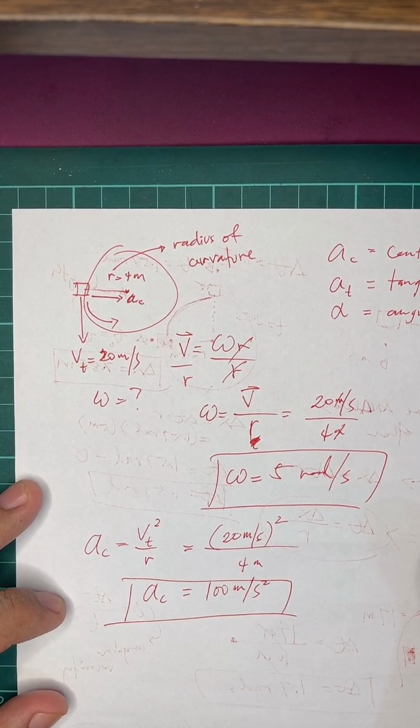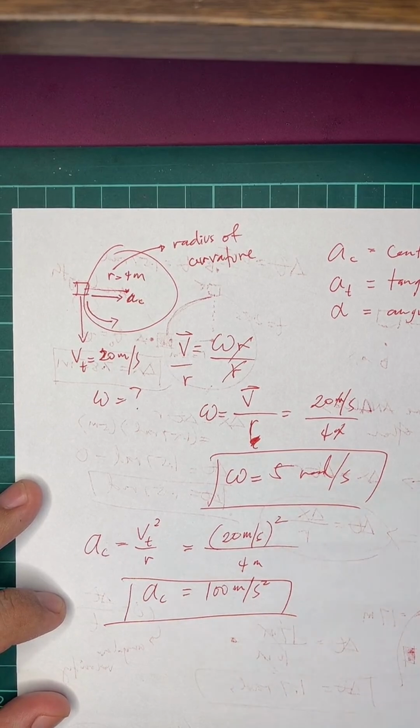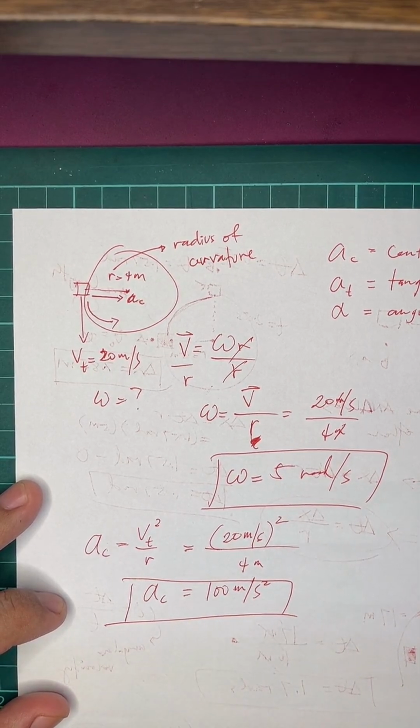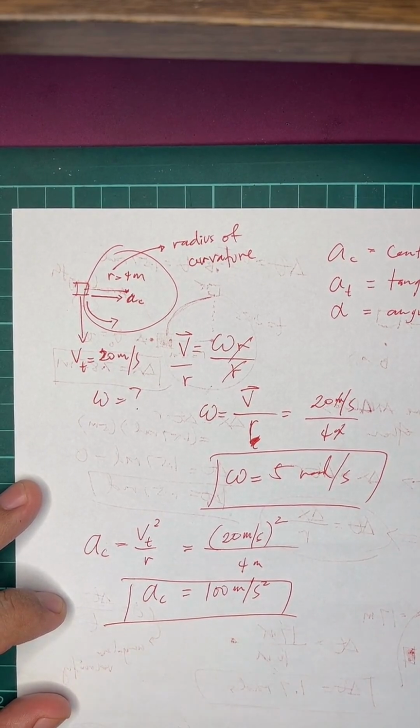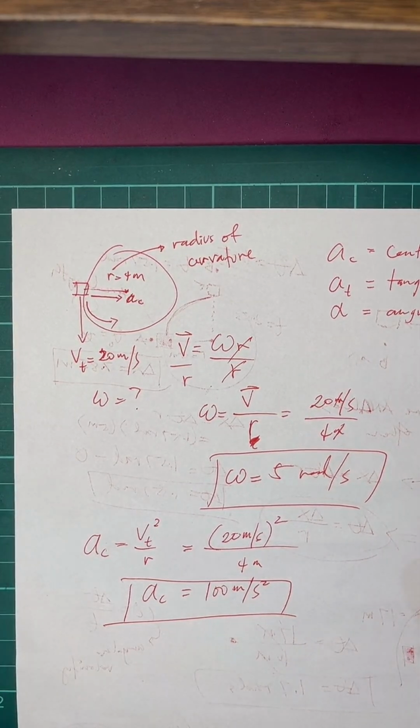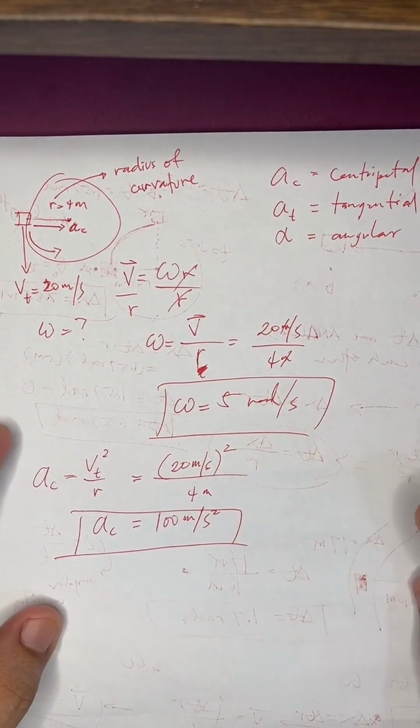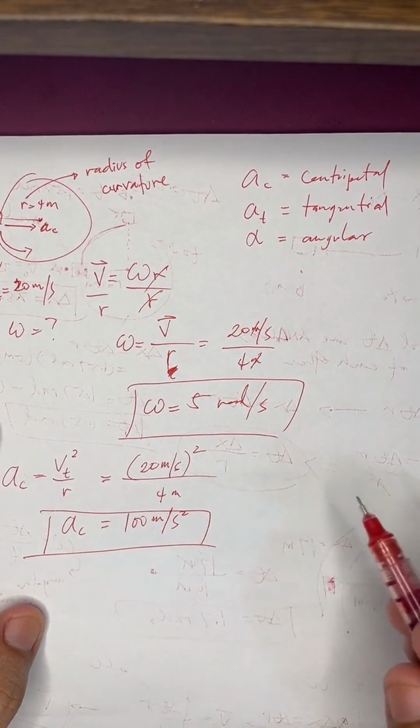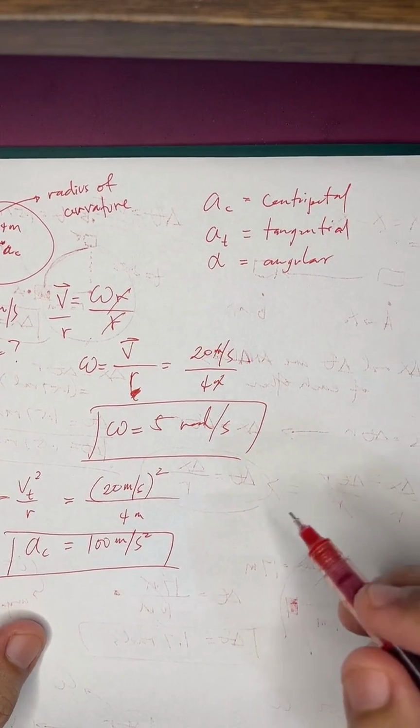So 100 meters per second squared. How do we convert this from linear to angular? We can do it directly from centripetal acceleration. So how do we do it? Here's how.